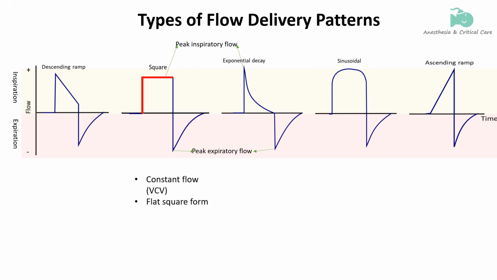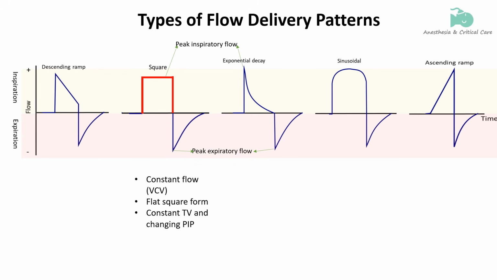At the end of inspiration, when the ventilator stops delivering air, the flow rate suddenly drops to zero, which is shown by a sharp, vertical drop in the waveform. This abrupt change marks the transition from the inspiratory phase to the expiratory phase. This consistent flow ensures the full tidal volume is delivered but can increase peak airway pressures, especially in patients with stiff lungs.